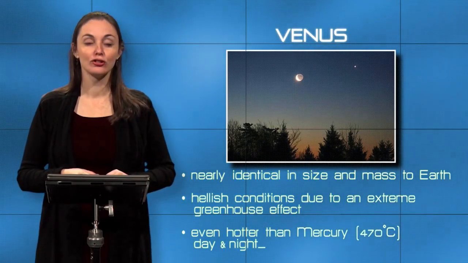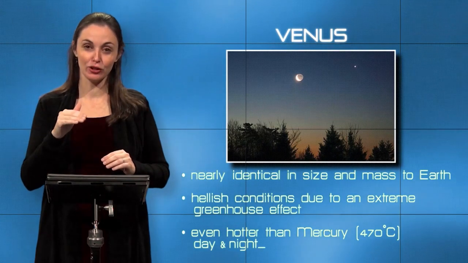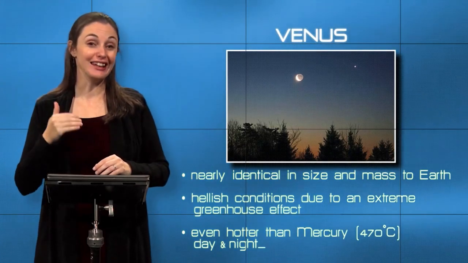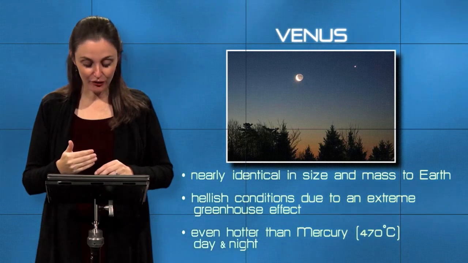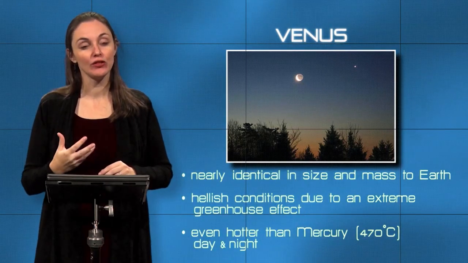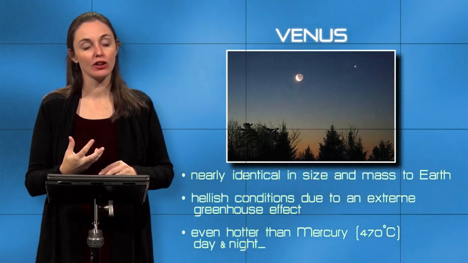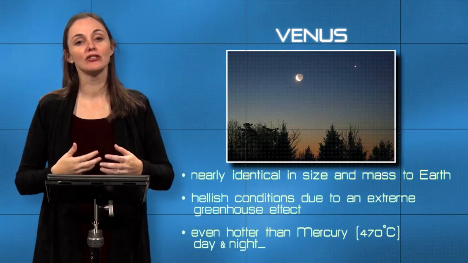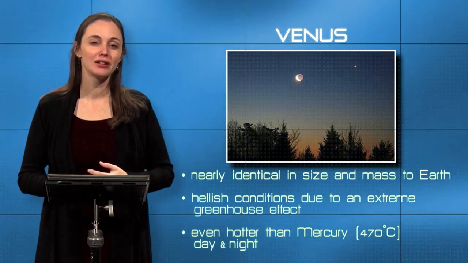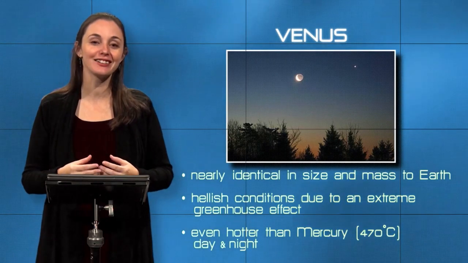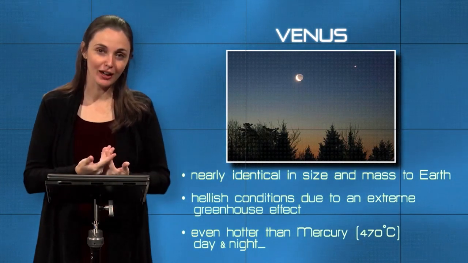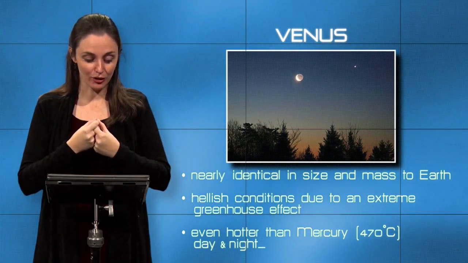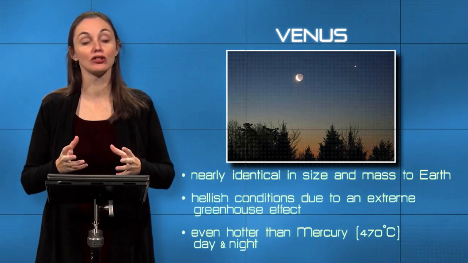Now, the reason why the conditions are so ridiculously hot and maintain that temperature throughout the day and night of 470 degrees Celsius, or getting close to 900 degrees Fahrenheit, is because of a runaway greenhouse effect. The atmosphere of Venus is extremely thick, thicker than Mars by a long shot, and thicker than Earth's because of a very different composition. The planet's atmosphere is almost entirely carbon dioxide gas. And if it's carbon dioxide gas and it's that thick, then you have an atmosphere that's almost entirely composed of greenhouse gases that are actually retaining heat.